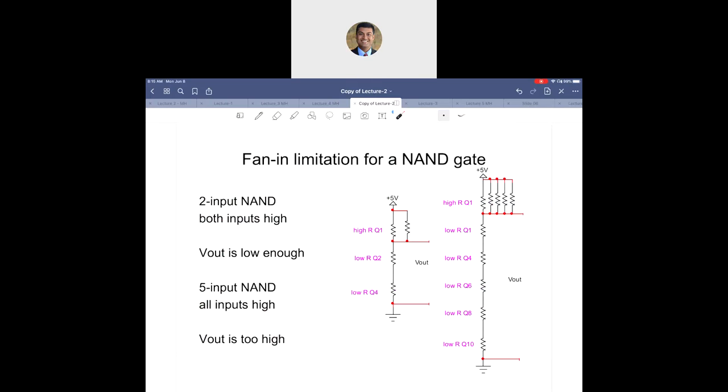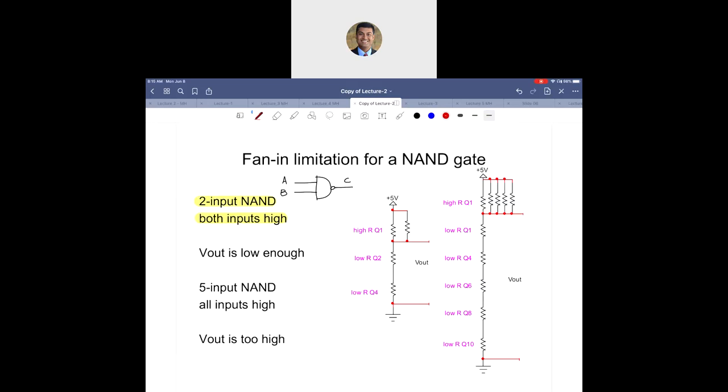Now we'll look at where this fan-in limitation comes from. In order to do that, we'll observe a two-input NAND gate, and we are considering that both the inputs of the NAND gate are high. If I just draw the symbol of the NAND gate, say we have A, B, and some C. A, B are the inputs to the two-input NAND gate, and C is the output of the two-input NAND gate. We know that we can build NAND gates using MOS transistors.